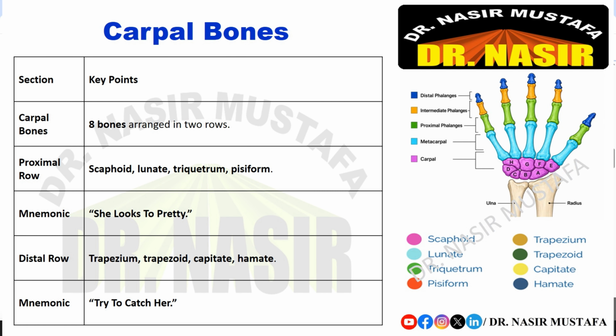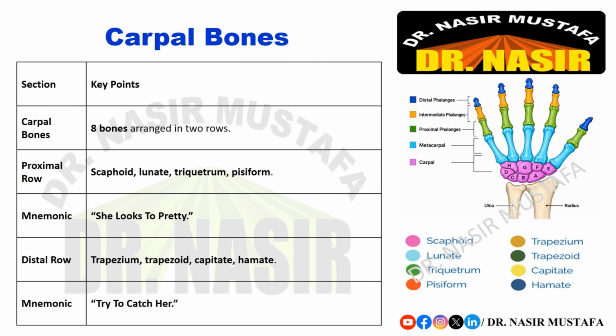Carpal bones. The wrist contains 8 carpal bones arranged in 2 rows. From lateral to medial, the proximal row includes scaphoid, lunate, triquetrum, and pisiform. The distal row includes trapezium, trapezoid, capitate, and hamate. A useful mnemonic for the proximal row is, "She looks too pretty." For the distal row, "Try to catch her."